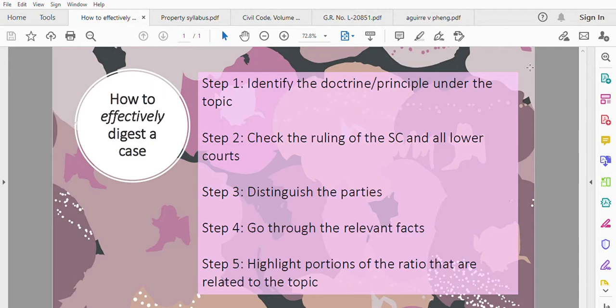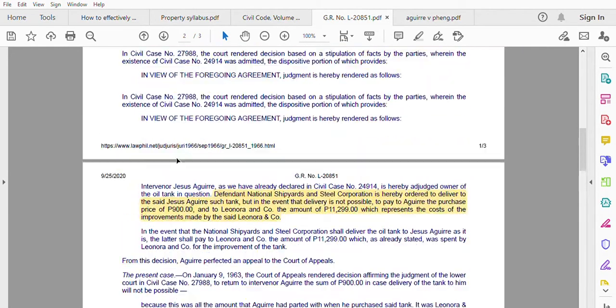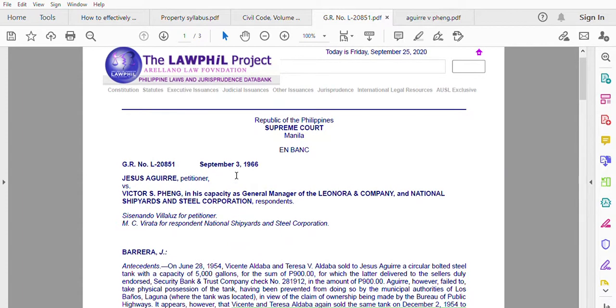But if you're going to share it with your friends or for recitation purposes, you can attach the full text in the end or after the digest for easy scanning in case the professor asks a detail, and also so that your friends to whom you're going to share it with could understand, assuming they have not read the case. So today's sample case that we will be digesting is Aguirre versus Feng, GR number L-20851.